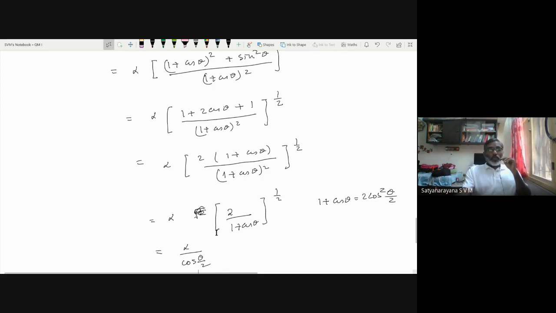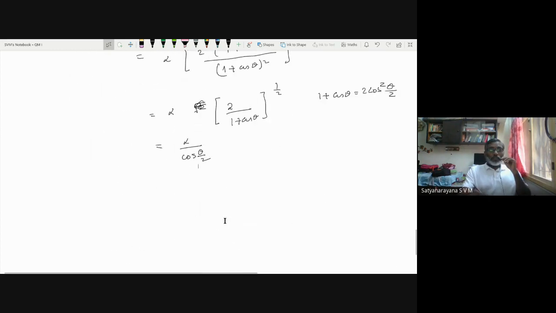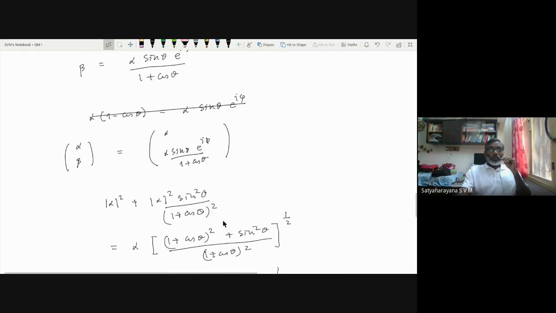So this is the norm of this vector. So that means now my alpha beta, this vector can be now written as cos theta by 2 divided by alpha into alpha sin theta e to the I phi divided by 1 plus cos theta.